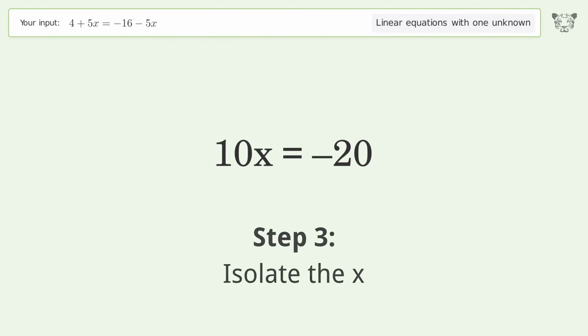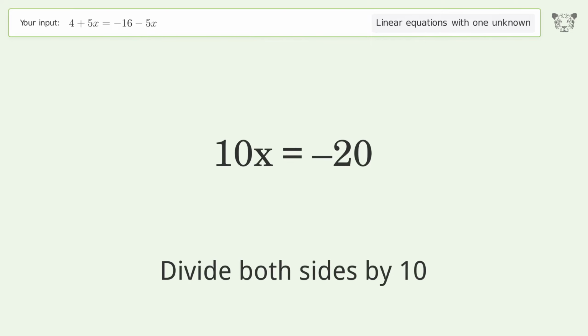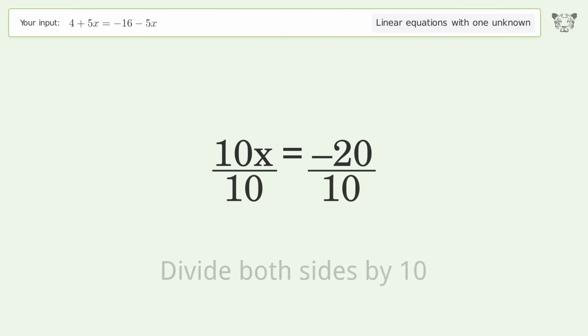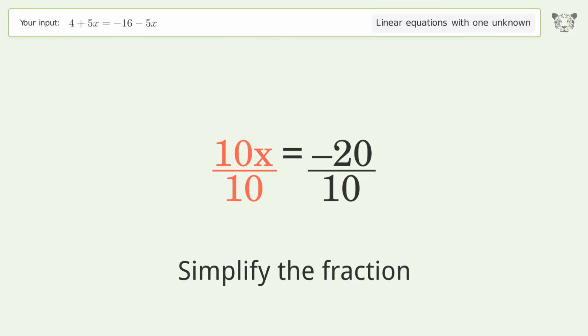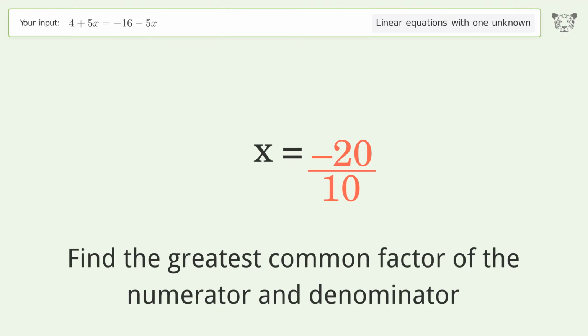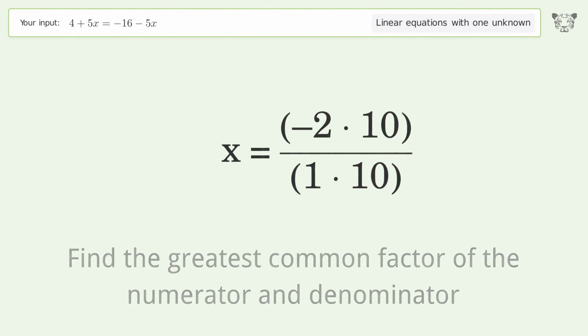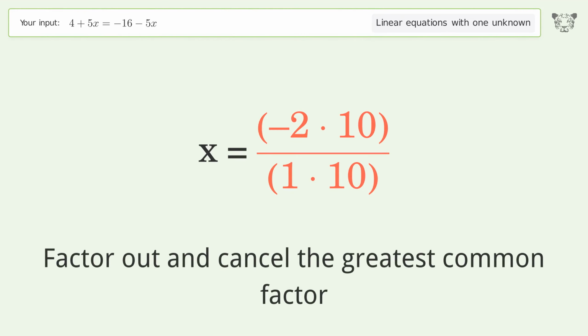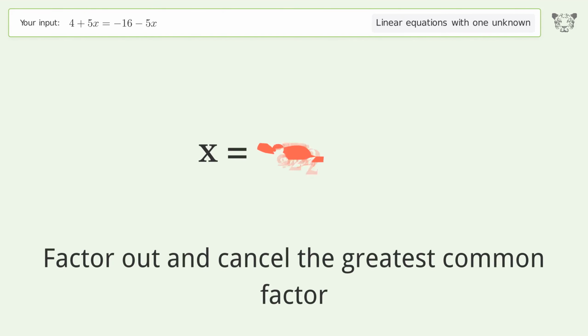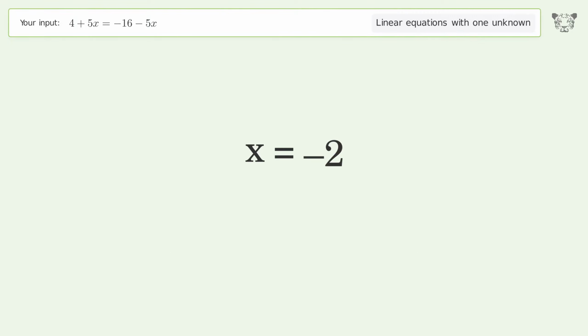Isolate the x. Divide both sides by 10. Simplify the fraction. Find the greatest common factor of the numerator and denominator. Factor out and cancel the greatest common factor. And so the final result is x equals -2.